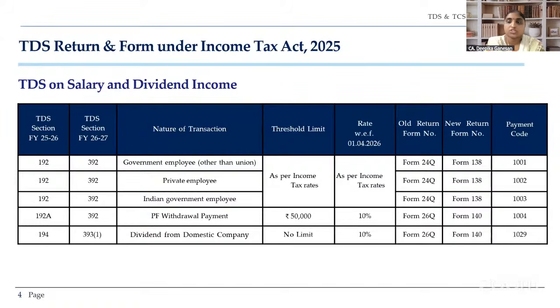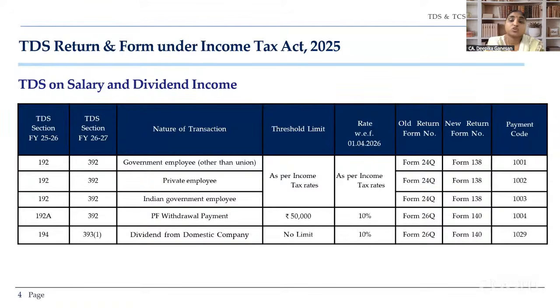The only change from the old to new is the section number is changed, the form number is changed, and when it is going to be a government employee other than union, that is state government, then the payment code is 1001. Private employee, it is 1002, and central government employee is 1003. And for all the three categories, the form is 138, which was earlier 24Q.